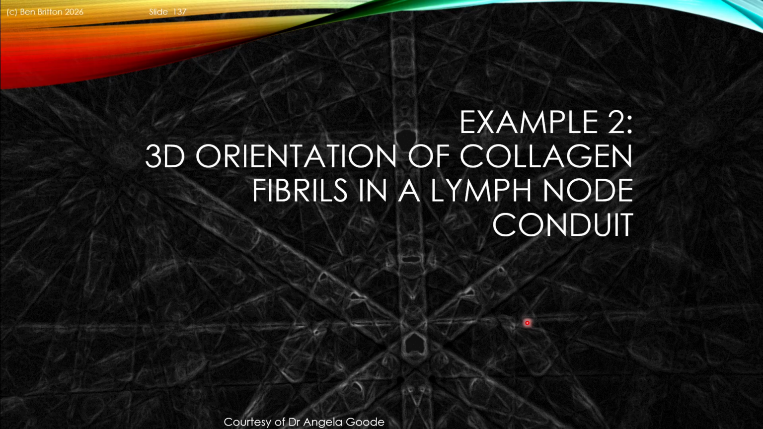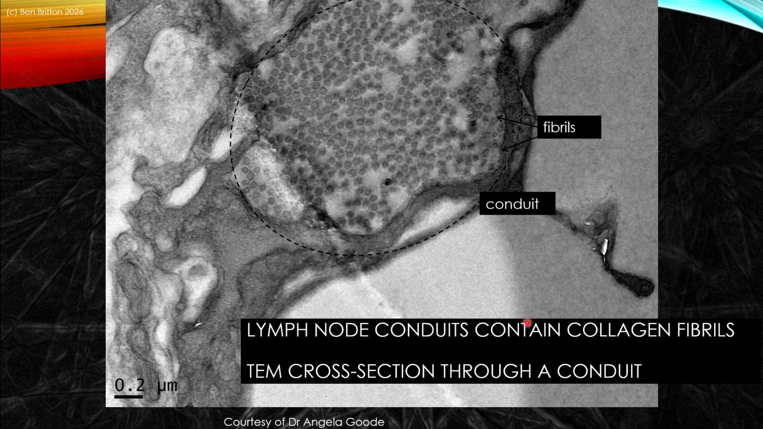We can see another example from Dr. Good's work looking at the 3D orientation of collagen fibrils in a lymph node conduit. And so in this system we effectively have lymph node conduits and they contain collagen fibrils that are in this sort of bundle, the so-called conduit. This is a transmission electron micrograph, so this we can see a 200 nanometer or 0.2 micron scale bar, and we can see those features.